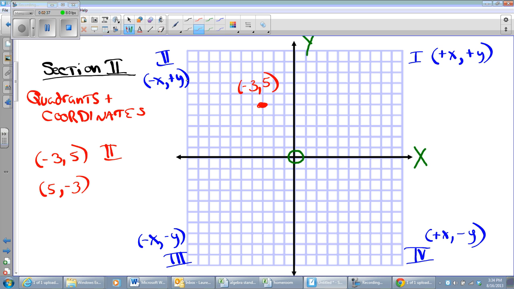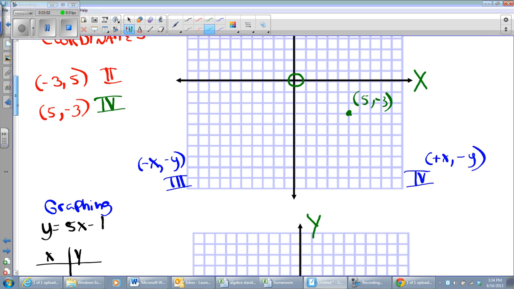Okay. Now the other one, 5, negative 3, I'm going to go positive 5 in the x direction. 1, 2, 3, 4, 5. And then down 3 in the y direction. 1, 2, 3. And there we are. That's the point 5, negative 3. And that is in quadrant 4. Okay, if you're not sure about how to do this or you make mistakes with it, you got to come in and see me. I expect you to know it already.